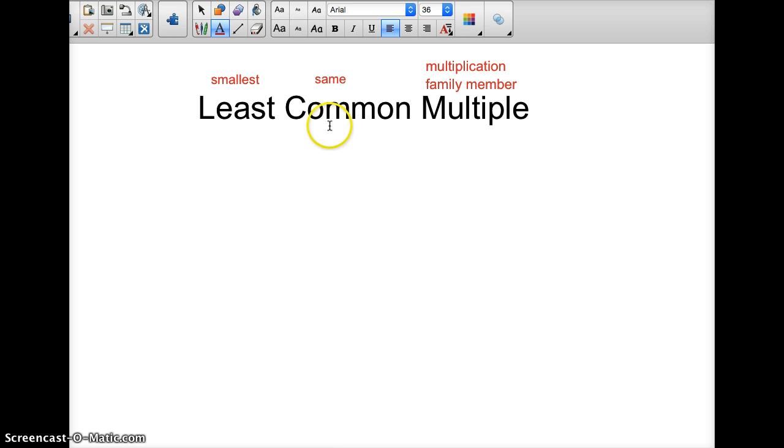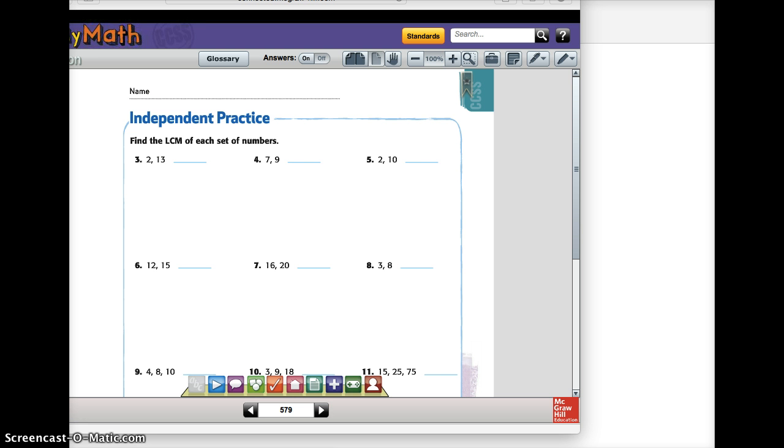So in order to find the least common multiple, you're going to be looking at 2 or 3 numbers, seeing which multiples they have in common, and then finding the smallest one. We are going to use number 3 from page 579 of your book as an example. Please do all of this work in your notebook with the video.